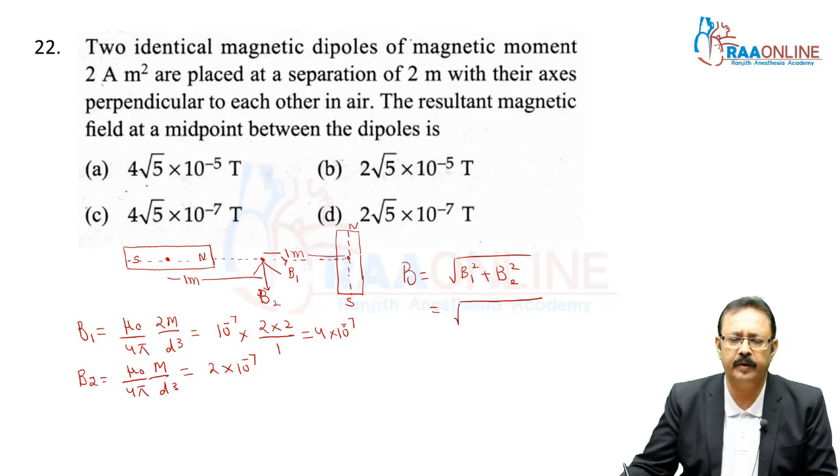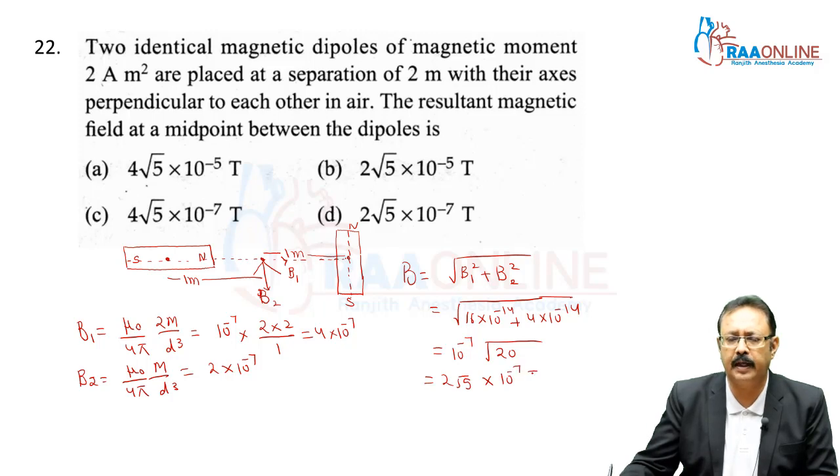What is B1 square? 16 into 10 to the power minus 14. It is 4 into 10 to the power minus 14. Take 10 to the power minus 14 common. So you will get 10 to the power minus 7 outside the square root, inside 20. 20 means 2 root 5. So what we are getting? 2 root 5 into 10 to the power minus 7 Tesla. So we are going with D.